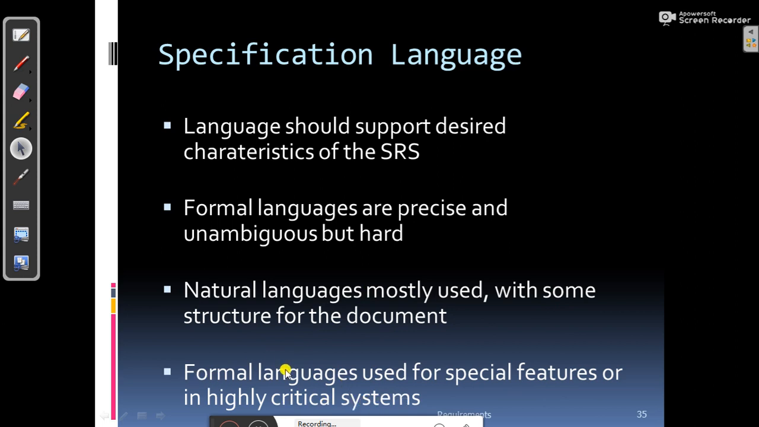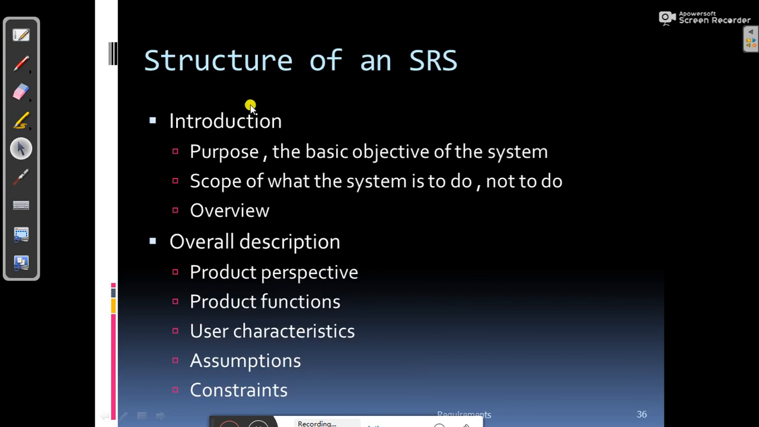So formal language, like computer language, can be used for special features or in highly critical systems, but natural language like English or any other language can be used with some structure of the document. So choosing the language is also important. And the structure of an SRS looks like this.